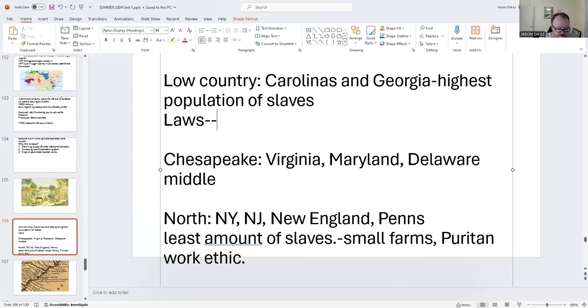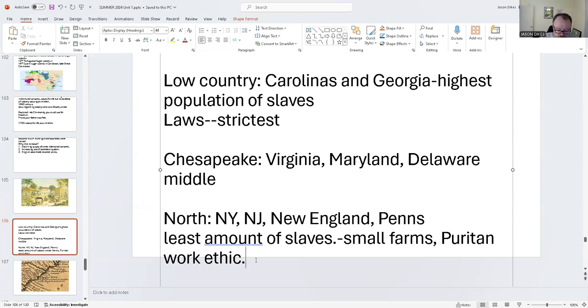Laws regarding slave behavior are going to be the strictest in the area where you have the highest number of slaves. So if you lived in the Low Country, pretty much there was a law that regulated your behavior from when you woke up to when you went to sleep. Okay. Slaves couldn't travel without passes. They couldn't congregate in groups larger than 3. Those type of laws would have been found in the Low Country.